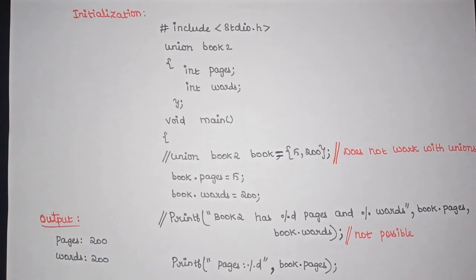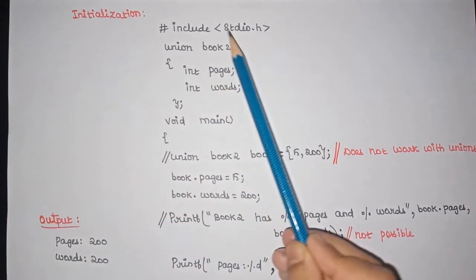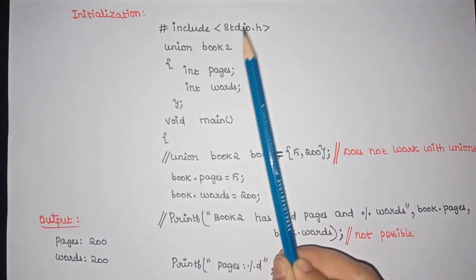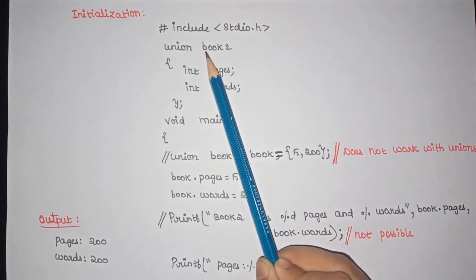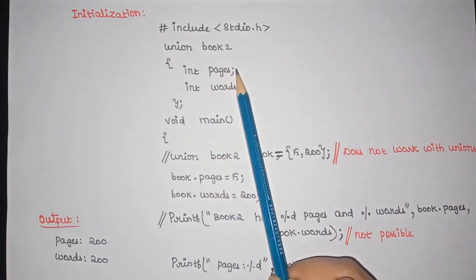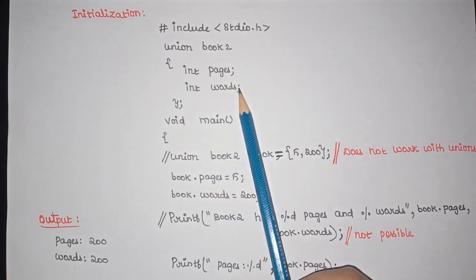Before getting into that example, first we will see initialization. We have seen declaration, and now we will see how to initialize the union members. Let us consider this simple C code starting from the header file. Here we have a union and the union name is book2. Inside this union we have pages and words as member variables.